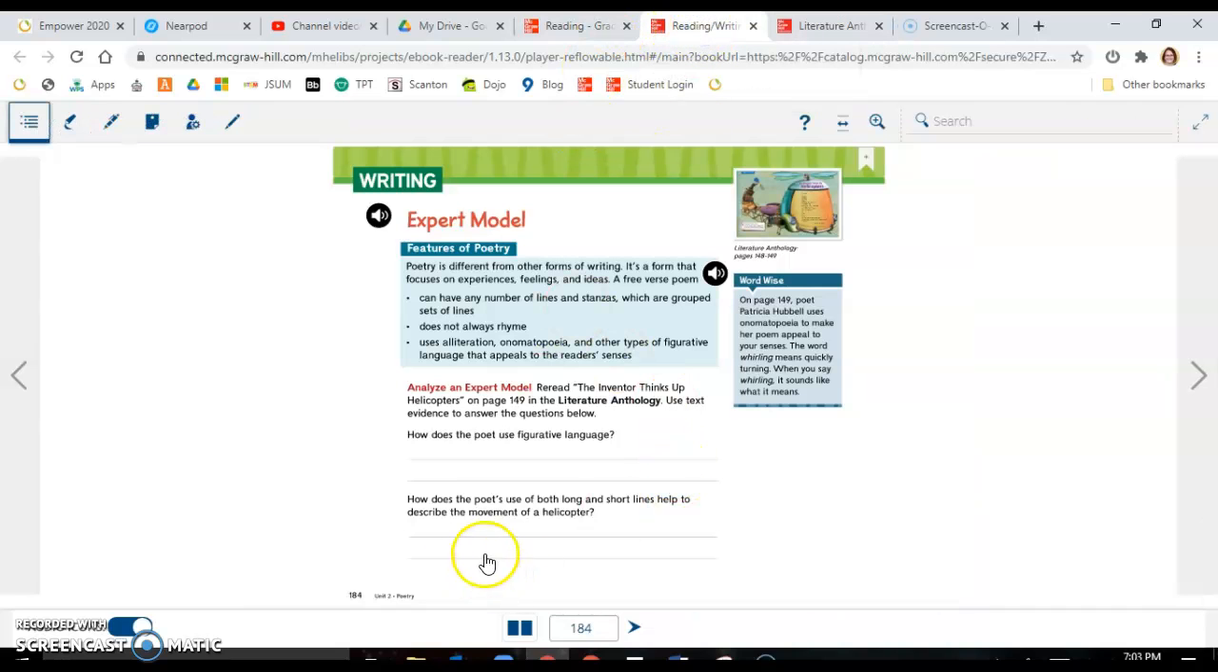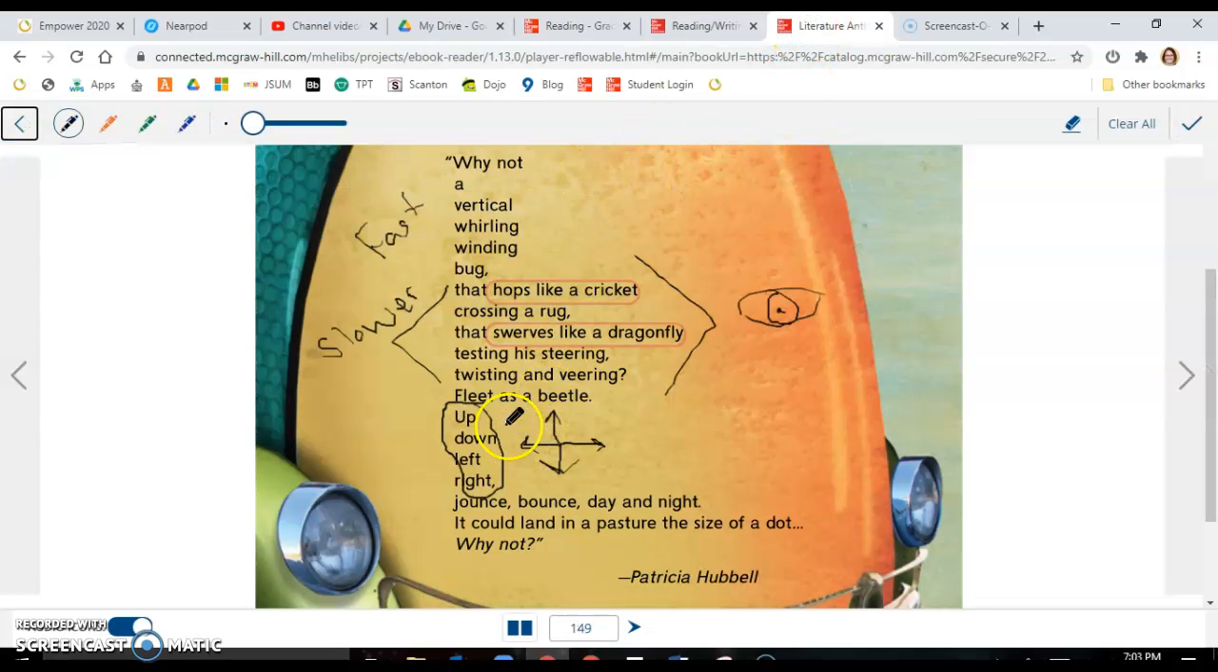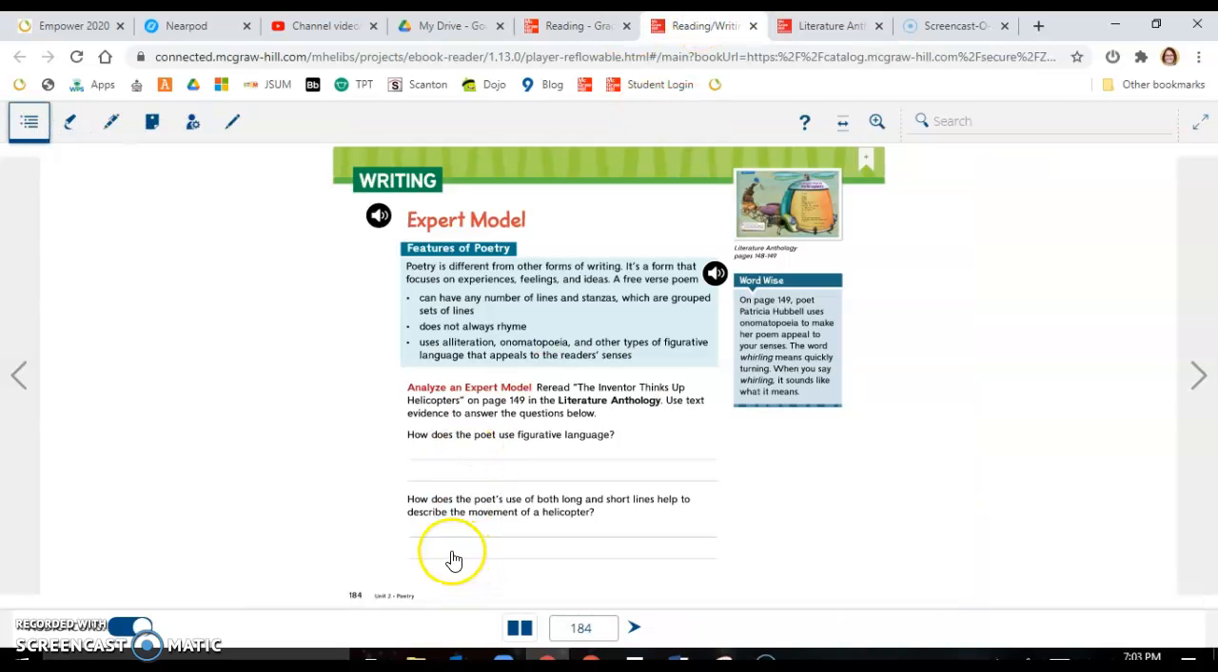So over here, how does the poet use both long and short lines? Talk about how these ones help me visualize directions and helps me visualize how it's moving. If you need to pause for more time, pause now.